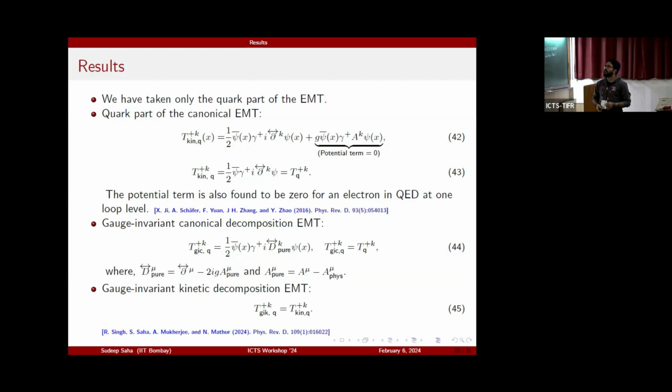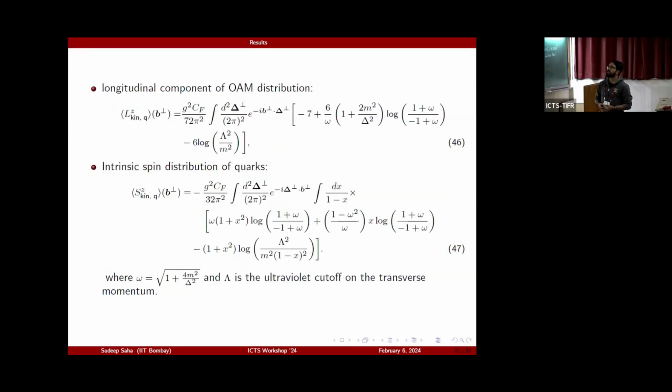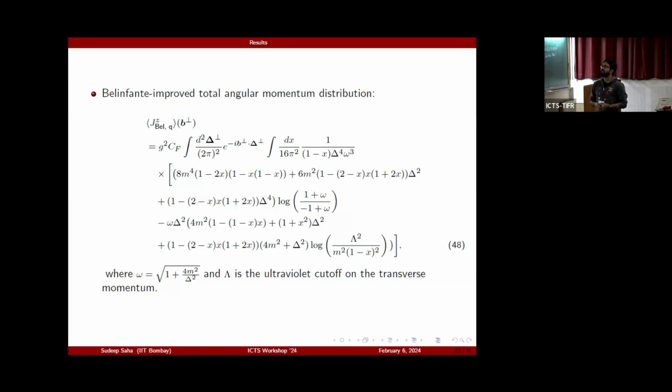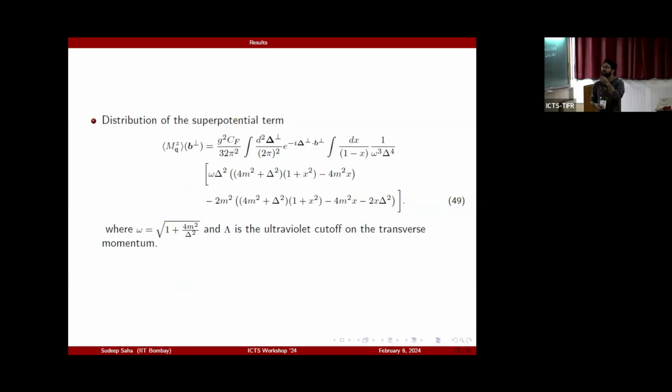Okay, so these are some results. These are the results for the longitudinal component of the orbital angular momentum distribution and the intrinsic spin distribution, where lambda is the ultraviolet cutoff on the transverse momentum. And this is the result for the Belinfante improved total angular momentum distribution.